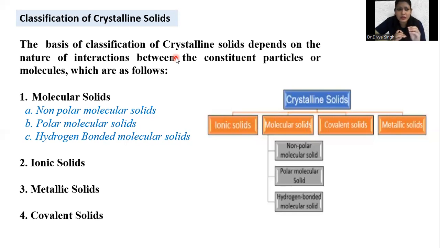First is molecular solid, second is ionic solid, third is metallic solid, and fourth is covalent solid. Molecular solids are further divided into three parts: non-polar molecular solid, polar molecular solid, and hydrogen bonded molecular solid. Now we will understand individually what these solids are and how they are structurally arranged.